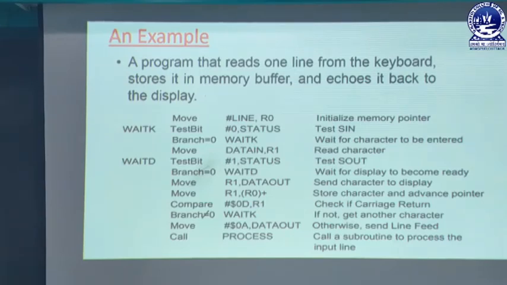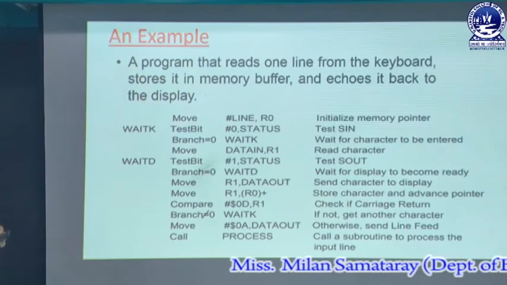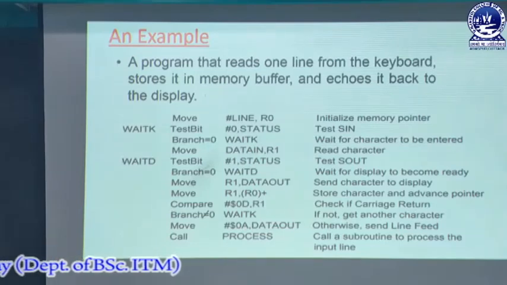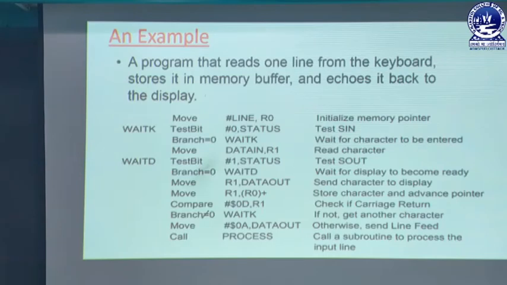Then branch equals to 0, wait D, that means wait for the display to become ready, because at this point of time when we are executing this instruction, maybe the display unit is busy displaying other jobs or other tasks which are given to the computer system. So we have to wait for the display to become ready, or to read the input which is given by the keyboard, and it has to fetch that from the memory buffer.